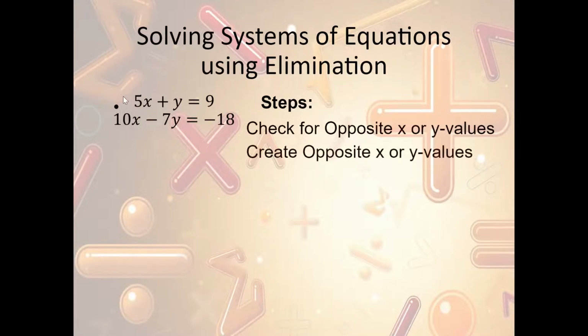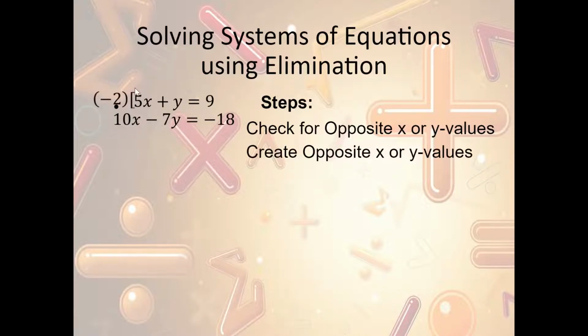So I could multiply this one here by negative 2. That would give me negative 10x and 10x. Or I could multiply it by 7, and that would give me 7y and negative 7y. I usually want to multiply by the smaller number because it keeps everything a little easier to manage. But it doesn't matter either way. This time I'm going to multiply by negative 2.